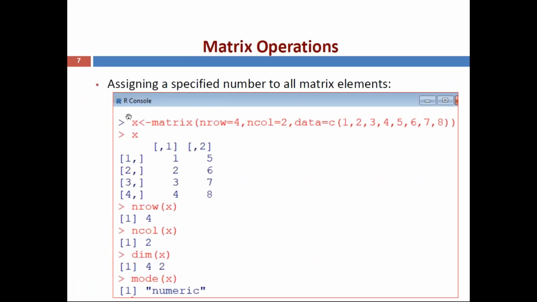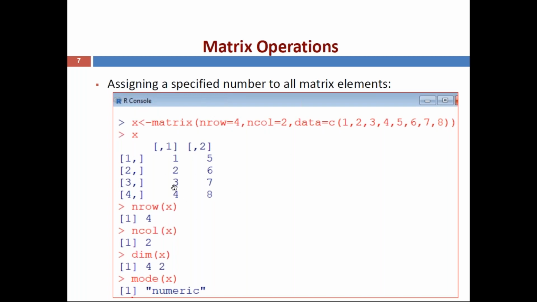Coming to our next concept on matrices, we will see some basic matrix operations here. First, assigning a specified number to all matrix elements. That can be done using matrix operations. Again here you can recall our matrix X that we created with 4 by 2 dimension with the data c equal to 1 to 8. So this is the matrix. By default it displays column wise.